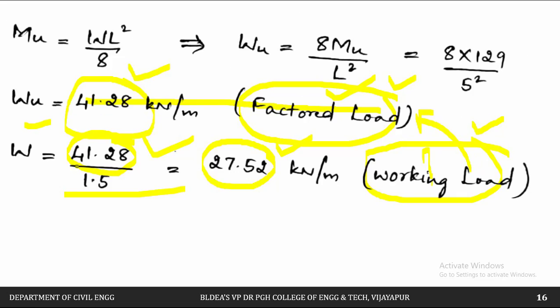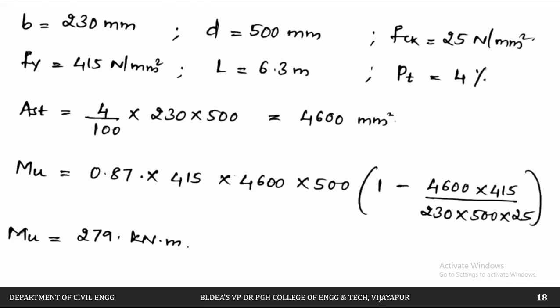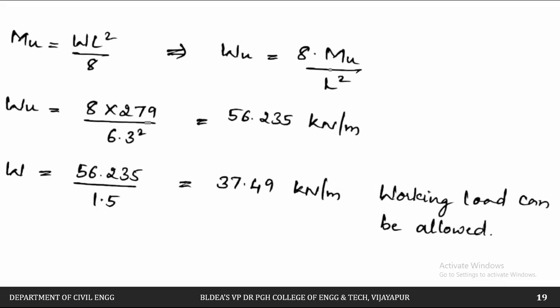You can see this is also a similar problem which was asked in the previous question paper. You can refer to this problem and try to solve it on your own. So again, the same thing: Ast we have calculated, moment we have calculated. Based on that we have calculated the factored load and the working load. So this much working load we can put on a given beam section.